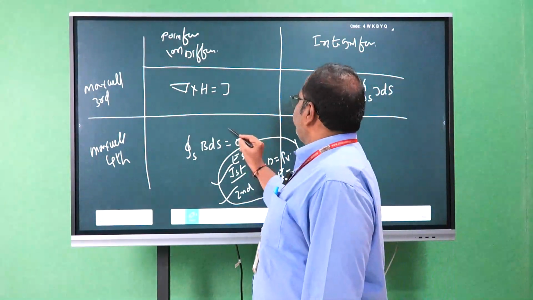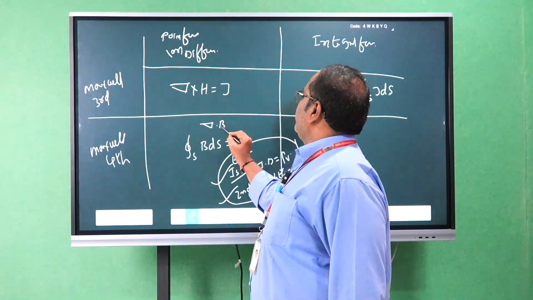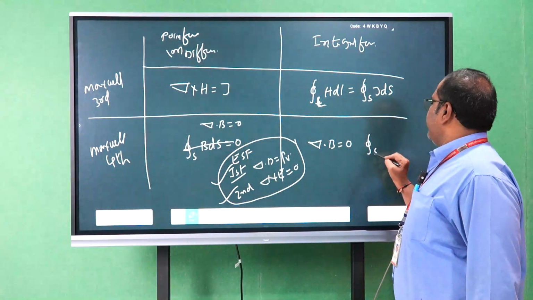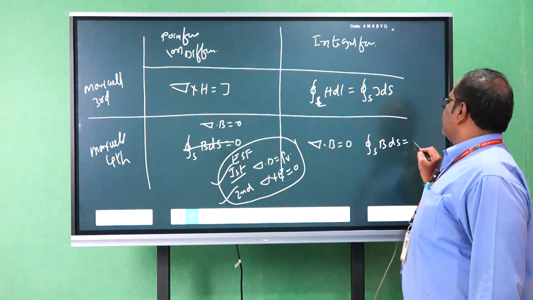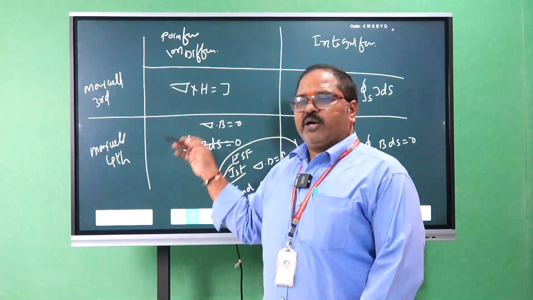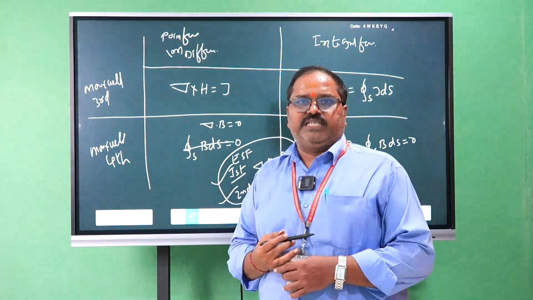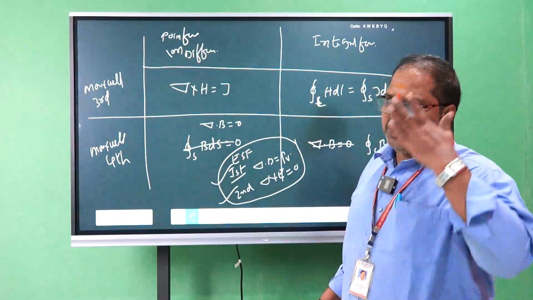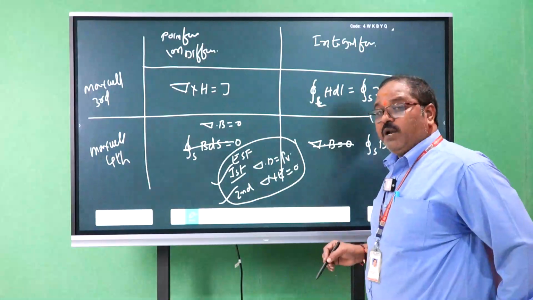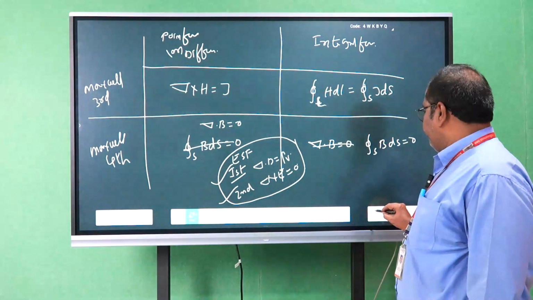In integral form, the surface integral of B dS is equal to 0. This is a very, very important concept in the magnetostatic field. The two Maxwell equations, the third and fourth, are generated as a pair. These Maxwell equations appear by using different potentials in the magnetostatic field.